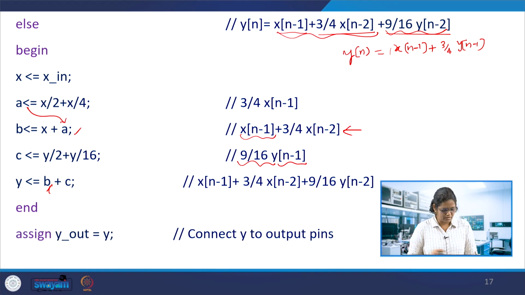So after this, assign this y to y out, and then end module. Okay, so this is the code which gives us the equation.